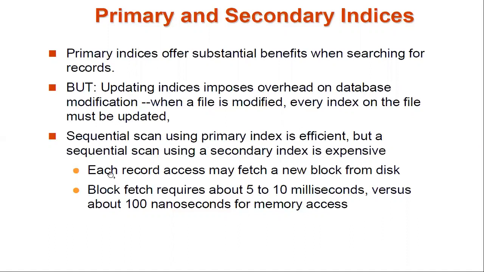The other point is that a sequential scan using a primary index is efficient, but a sequential scan using a secondary index is expensive. Here the primary index is actually a dense index. If you use the sequential scan, because everything is ordered properly, it is very easy to look up a particular record. Then each record access may fetch a new block from the disk. That's what we discussed: from the block, each record will be fetched by the corresponding search key values.